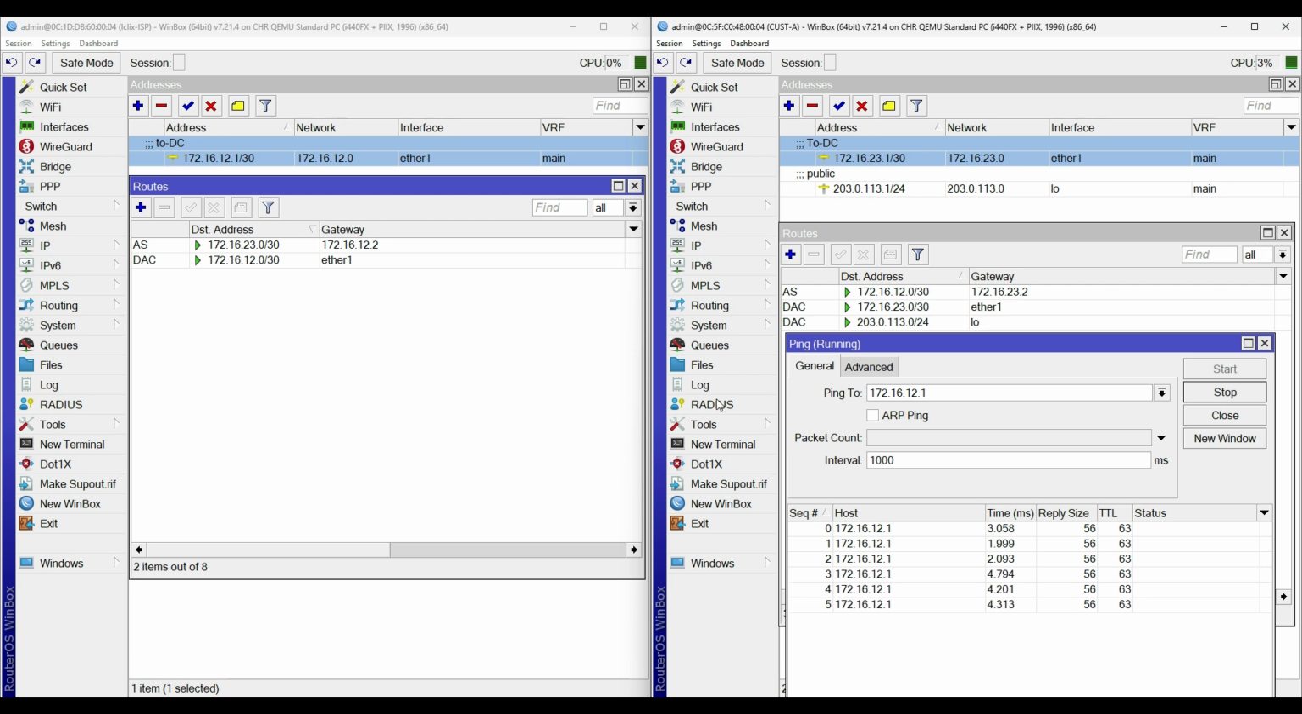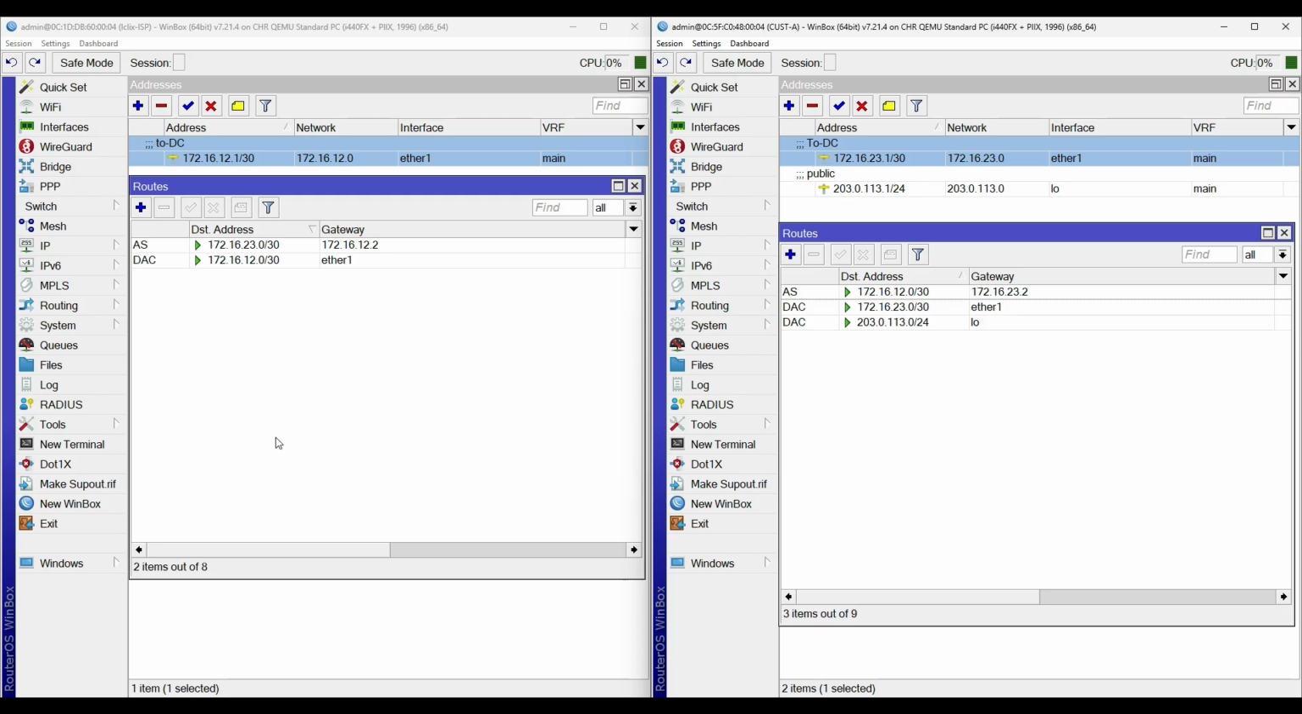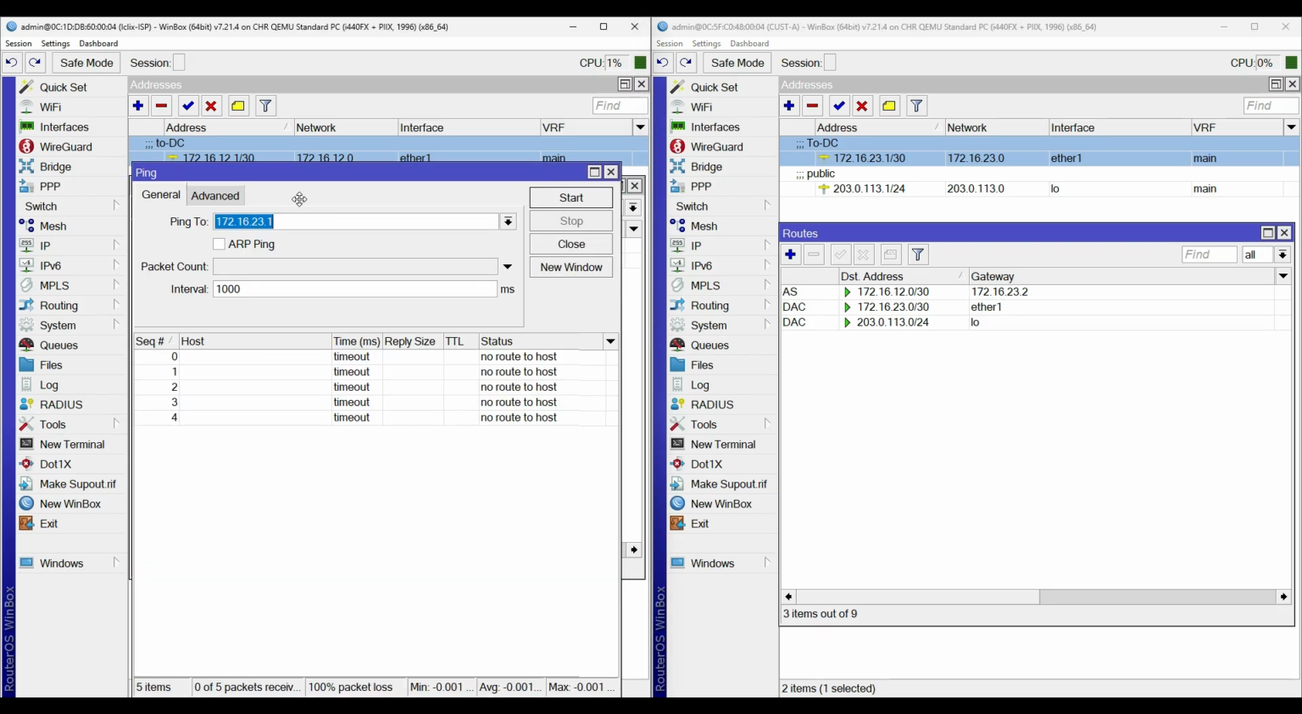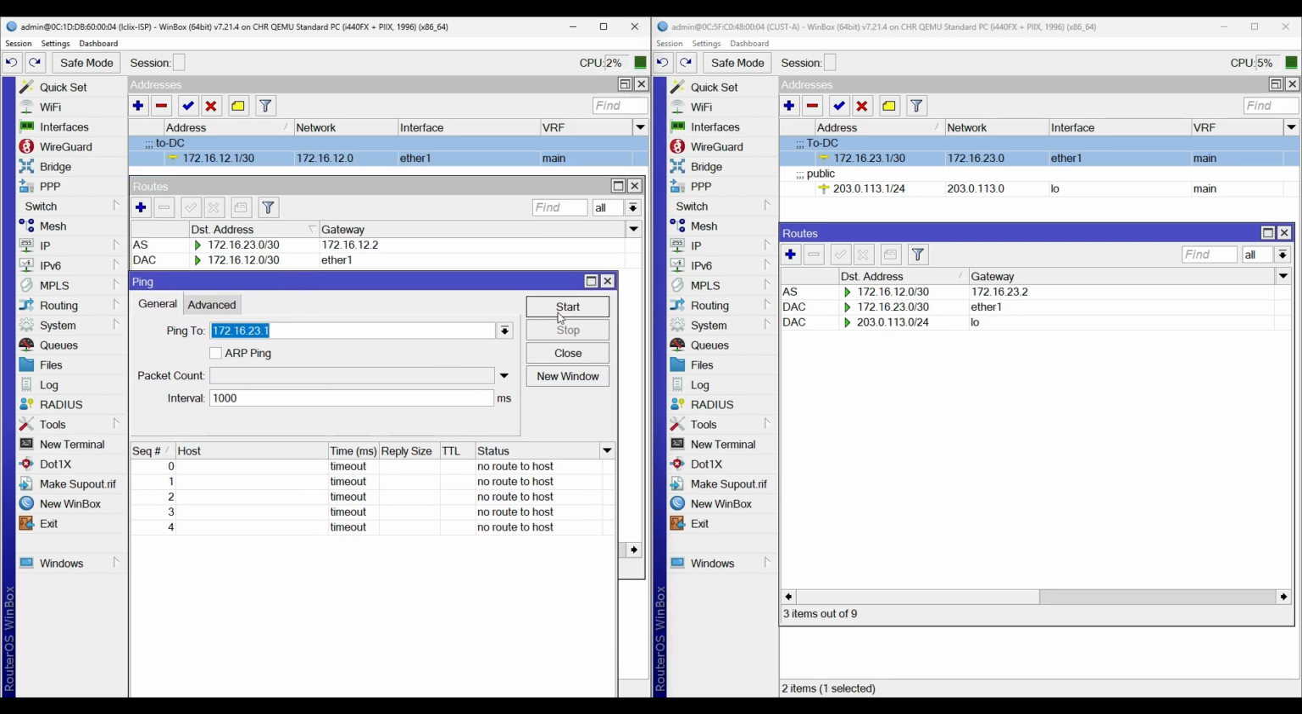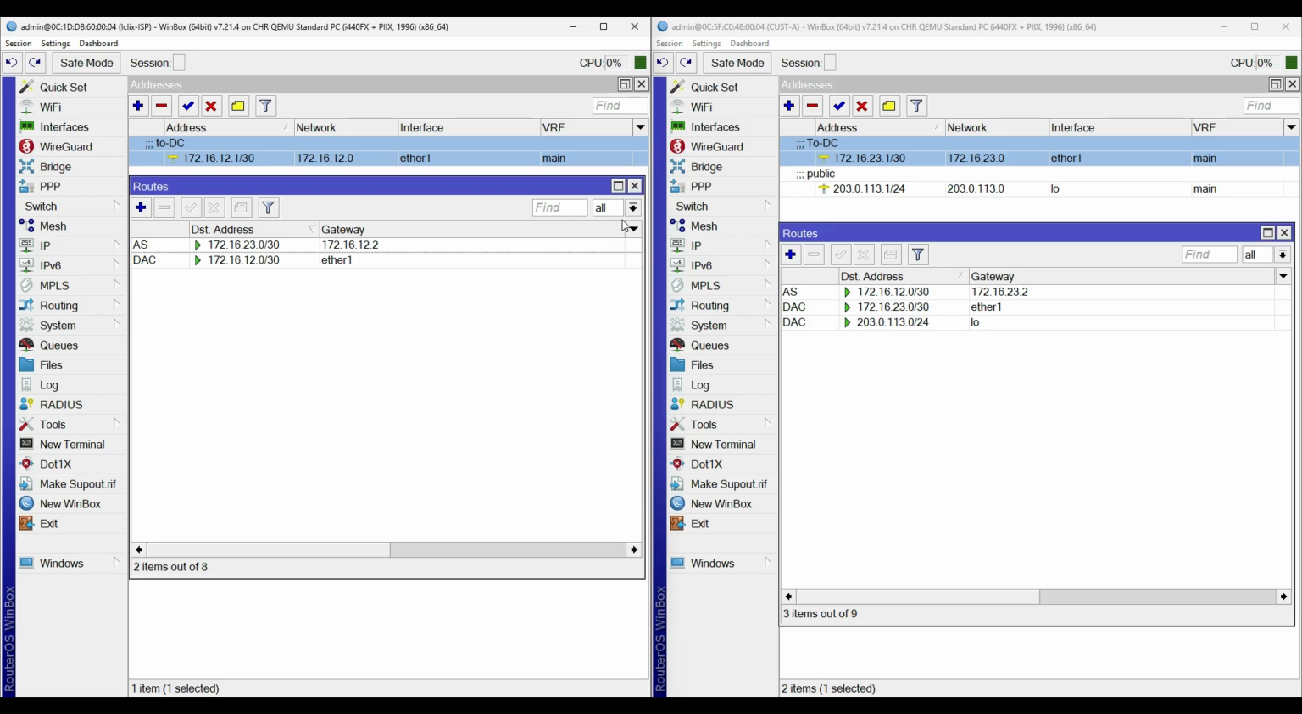Now the ping is successful. This confirms that the ISP can reach the customer's point-to-point IP address through the data center network. With IP connectivity working, we're now ready to configure our EBGP multihop session.